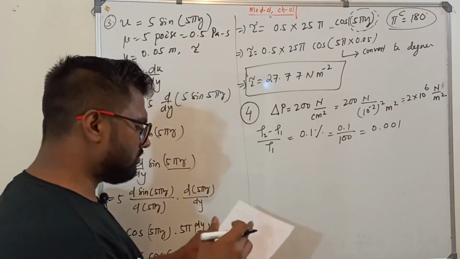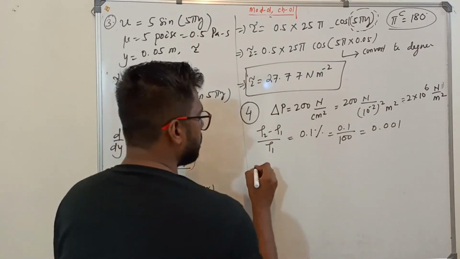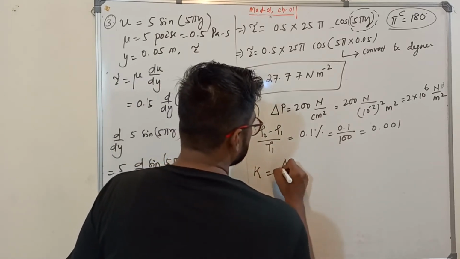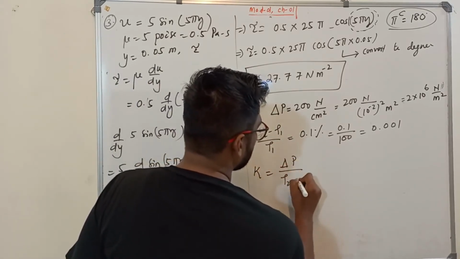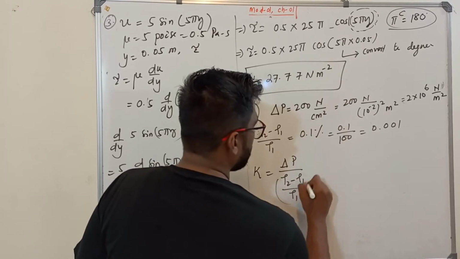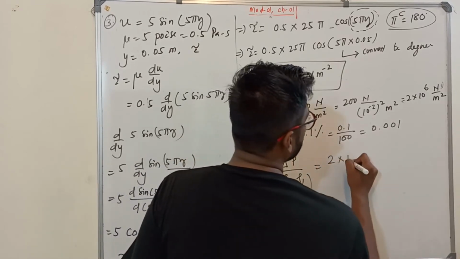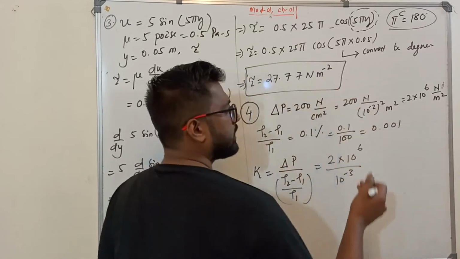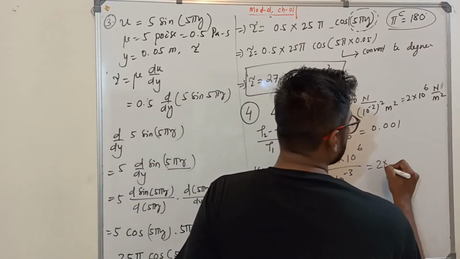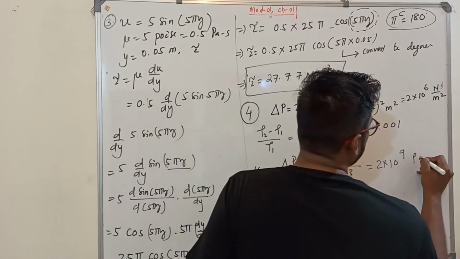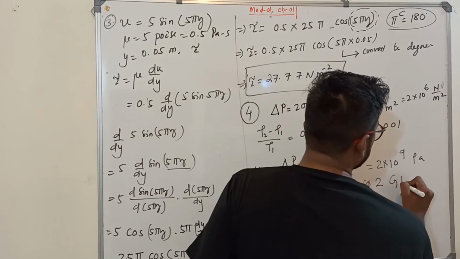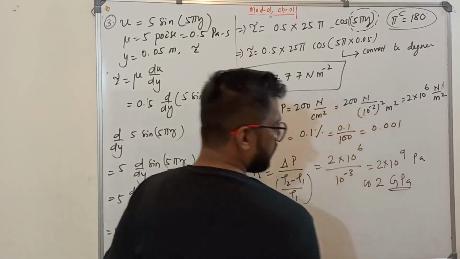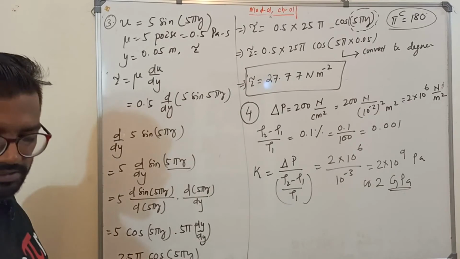0.001. Now you can put the formula and get the answer. Bulk modulus they have asked. Bulk modulus is delta P by (rho 2 minus rho 1) by rho 1. Delta P, how much did you get? 2 into 10 to the power 6. Here 10 to the power minus 3. Take it up: 2 into 10 to the power 9 Pascal, or 2 gigapascal is the answer.